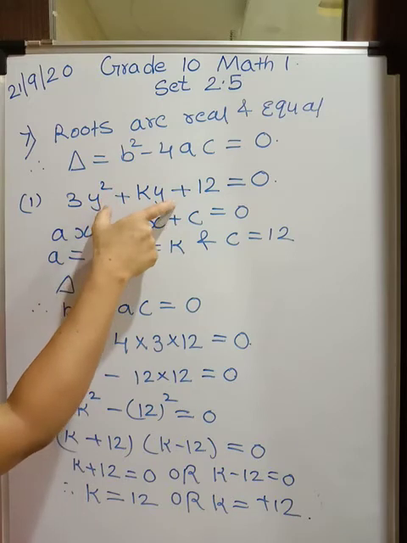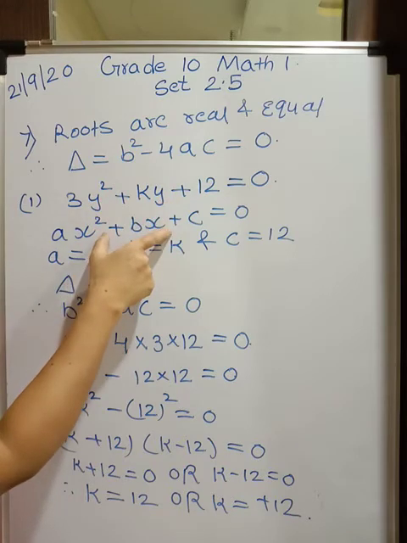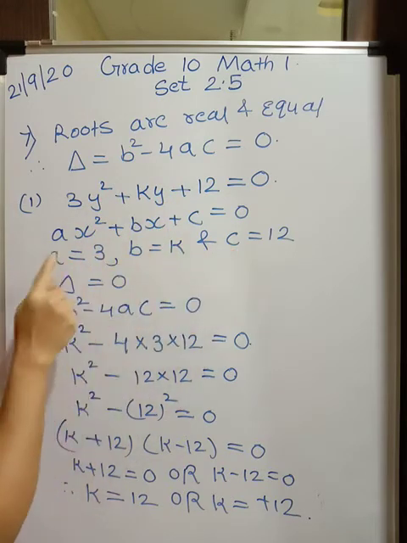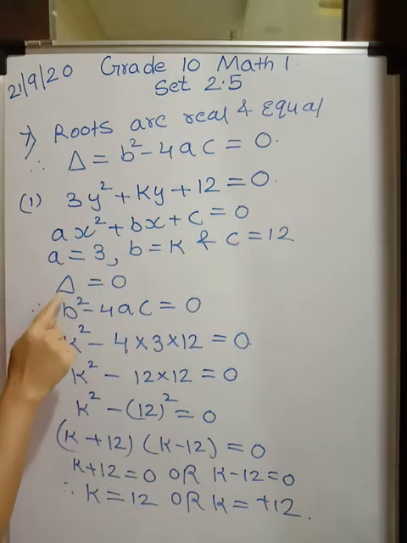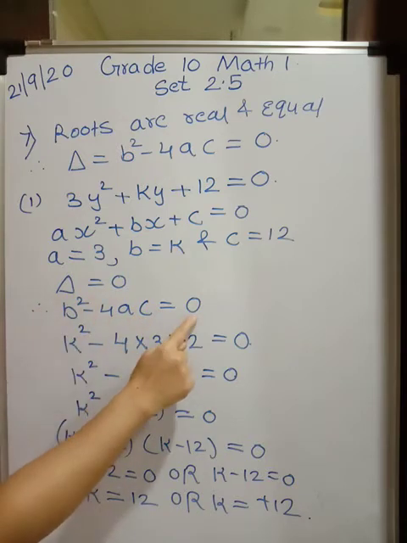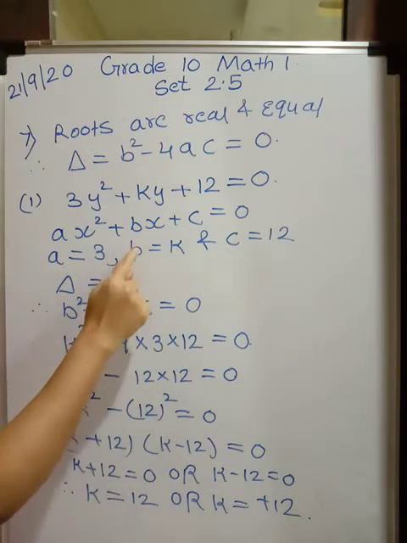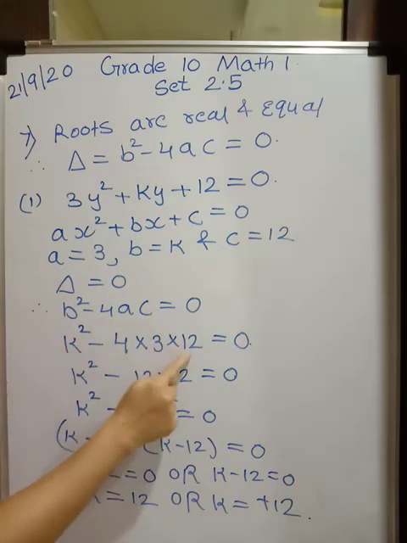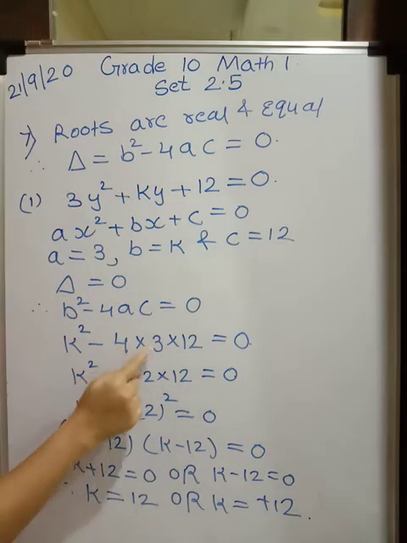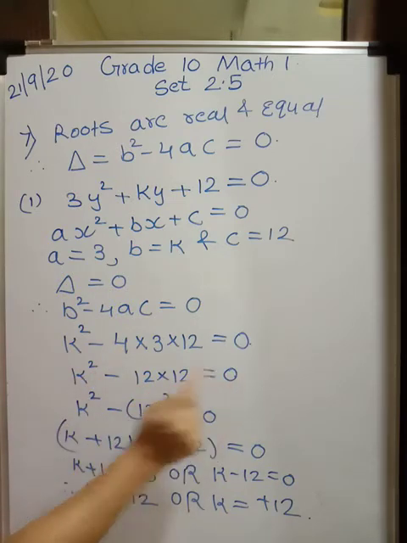Now this is the given equation. Compare it with the general form and write what are a, b and c. You got a as 3, b as k and c is equal to 12. Now we know that the value of b square minus 4ac, which is the discriminant, is equal to 0. Now put b. b is equal to k. So k square minus 4, a is 3 and c is 12, is equal to 0. 4 3s is also 12. k square minus 12 into 12 is equal to 0.